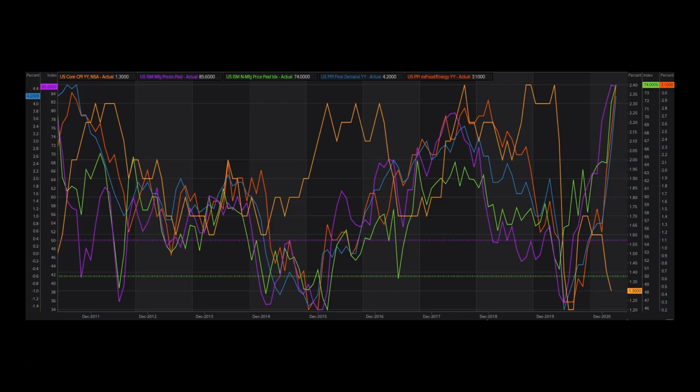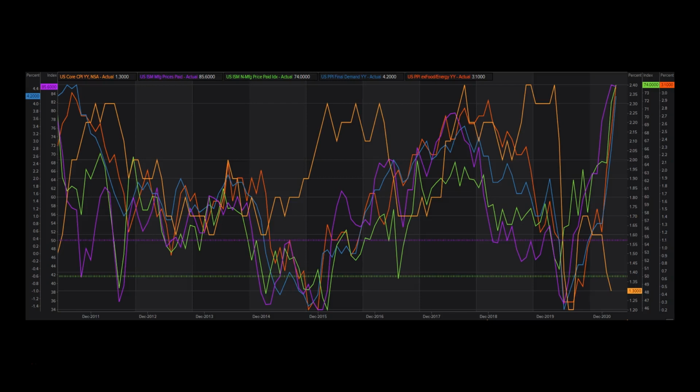Some of that was the ISM manufacturing as well as services prices paid, which here can be seen in the green as well as the purple lines. Both of these two readings jolted to multi-decade highs in their recent prints, showing that input prices have continued to rise as order books remain jam-packed while inventories remain too low to basically keep up with that demand.